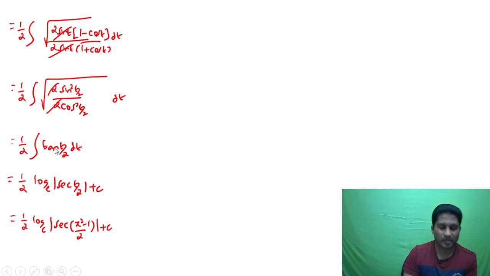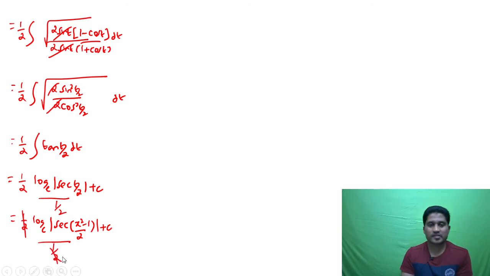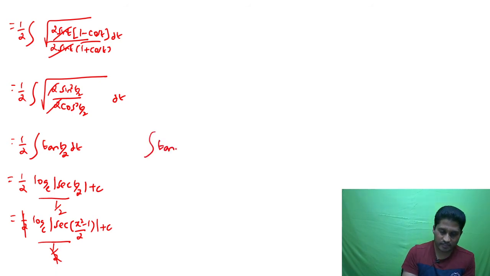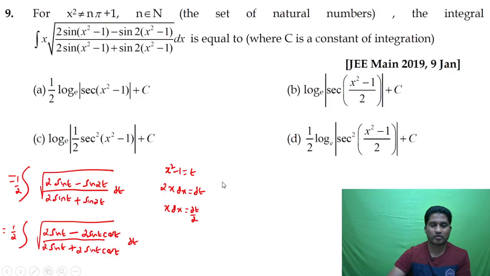Integration of tan t by 2 is log sec t by 2. Coefficient of t is half, divided by half, guys. Don't forget that half. Cancel this, and that's the answer. Because integration of tan ax will be equal to log of sec of ax. Okay, coefficient of x is a, you should divide by a and plus c. So don't forget, otherwise you arrive at the wrong option.